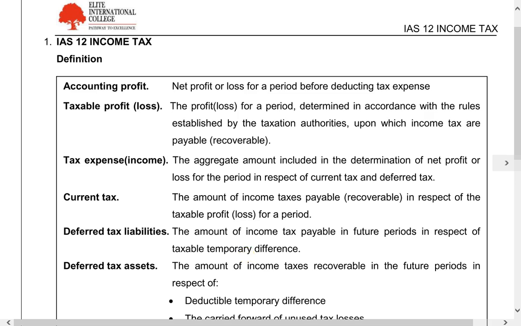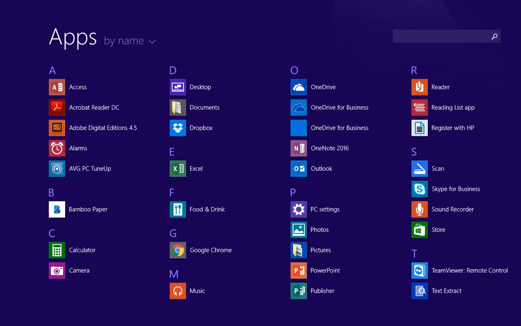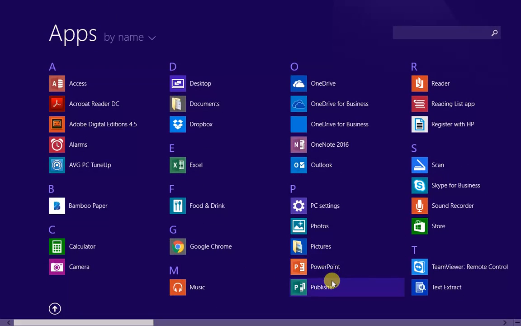Of income tax, I draw you this diagram. IAS 12 income tax. We have current, we have deferred.